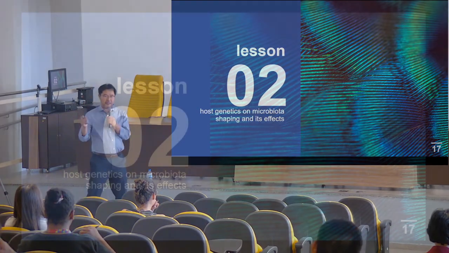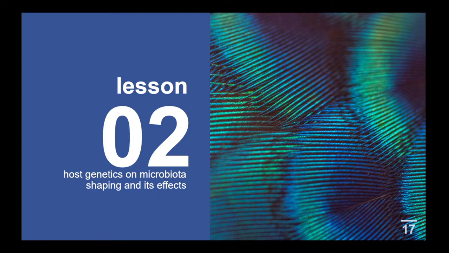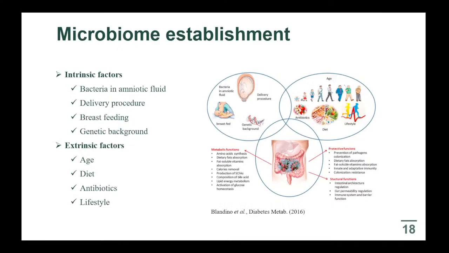Now, I'll lead you to my research area, which is looking at microbiota shaping: how host genetics affect microbiota establishment and its effect. Since Michael already presented, I'd like to take advantage of his presentation, fellow speakers. He showed that there are multiple factors affecting microbiota establishment, like environment, age, and diet. Those are the most important ones. Yes, I agree. Those are extrinsic factors.